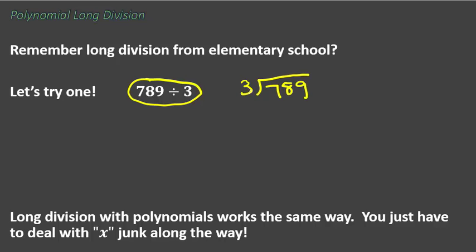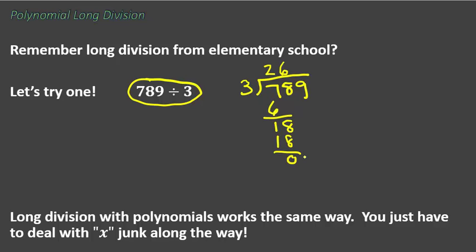3 into 789. Now remember, what do I multiply 3 by to get 7 or close to 7? So 3 goes into 7 2 times. 2 times 3 is 6. Now I have a remainder of 1. And then I'll bring down that next column, the 8. 3 goes into 18 6 times. 3 times 6 is 18. So I'm left with 0 there.